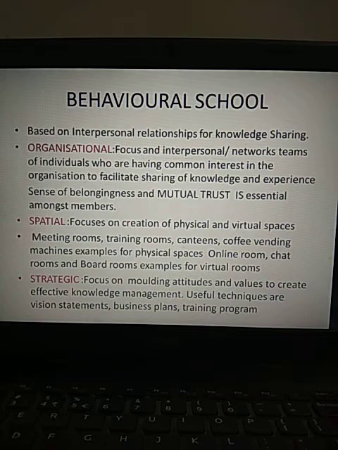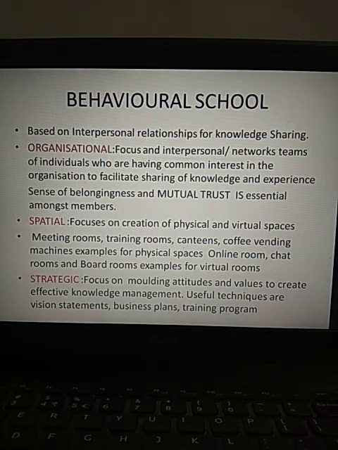the knowledge creation mainly focuses on infrastructure in terms of physical presence and virtual presence. In terms of physical presence, it means creation of meeting rooms, training rooms, canteens, coffee vending machines, where employees often meet together to share their knowledge. Virtual assets creation means chat rooms, boardrooms, and so on.